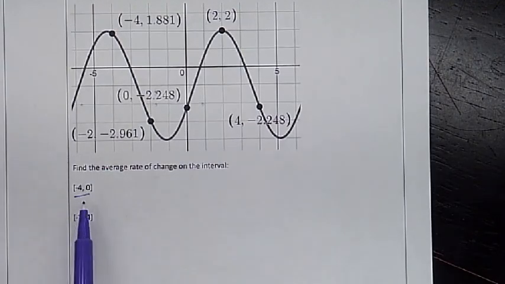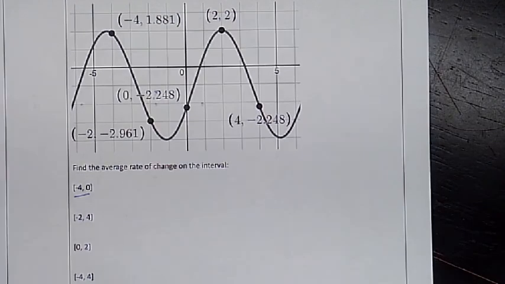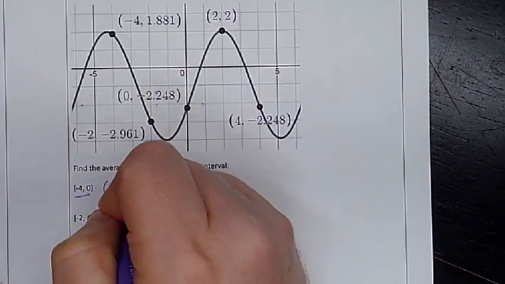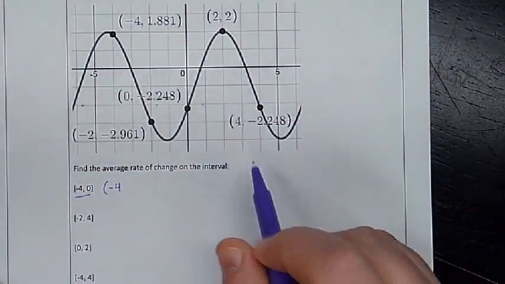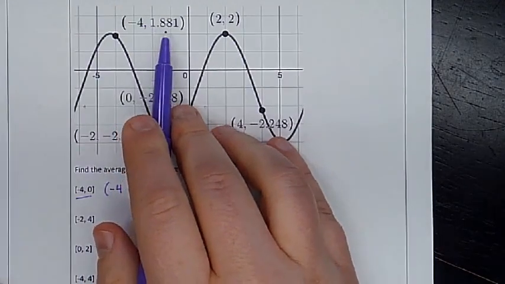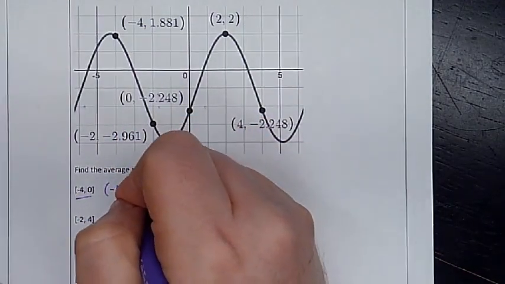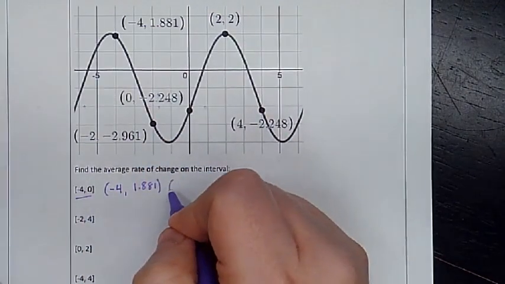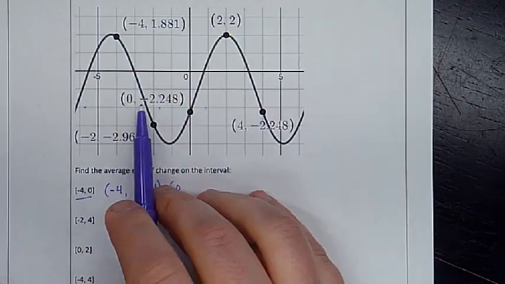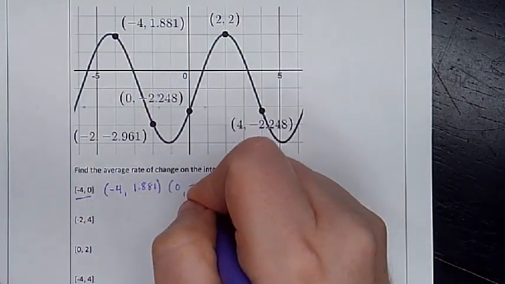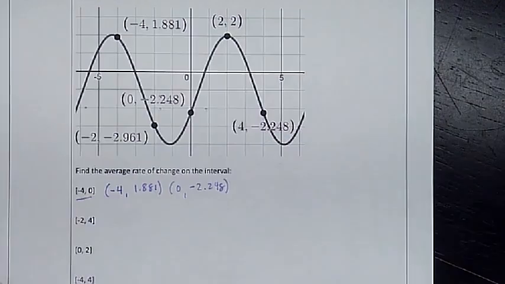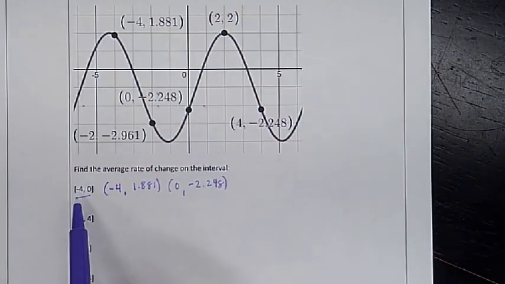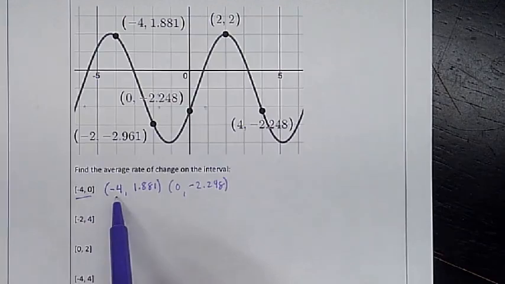So when I look at this, I know that -4 and 0 are both x values. That means I'm actually dealing with 2 points, -4, which I can come up to the graph, and it's 1.881, and 0, which has a value of -2.248. So these are the 2 points. So the -4 and the 0 that are in the interval both correspond to my x values.